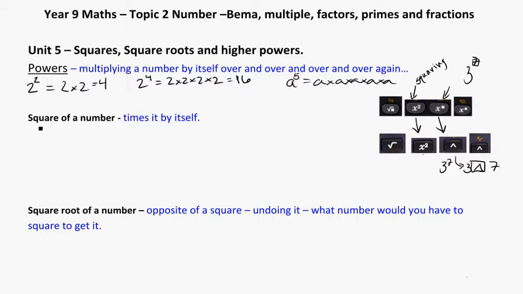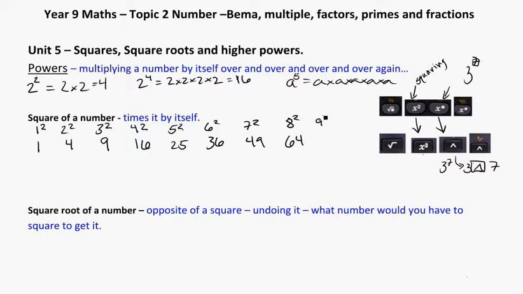And squares are numbers that are really important for us to know. So let's think about what they are. 1 squared, that's 1 times 1 is 1. 2 squared is 4. 3 squared is 9. 4 squared is 16. 5 squared is 25. 6 squared is 36. 7 squared is 49. 8 squared is 64. 9 squared is 81. And 10 squared is 100.